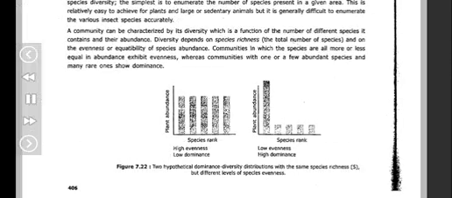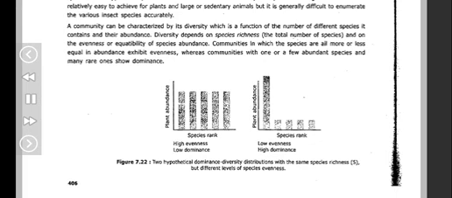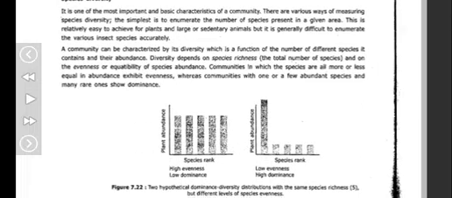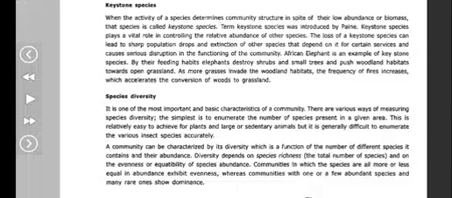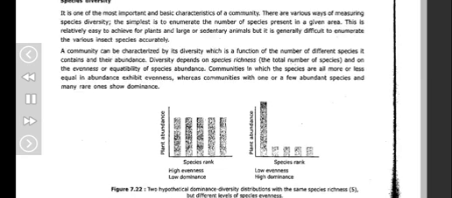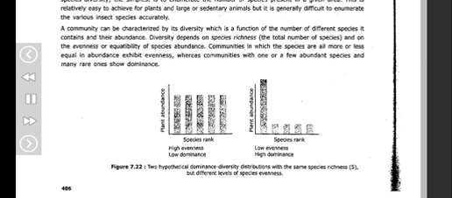Figure 7.22: two hypothetical dominance diversity distributions with the same species richness but different levels of species evenness.